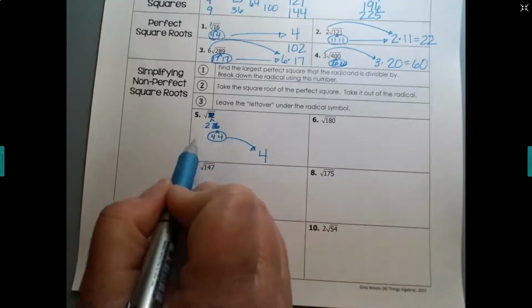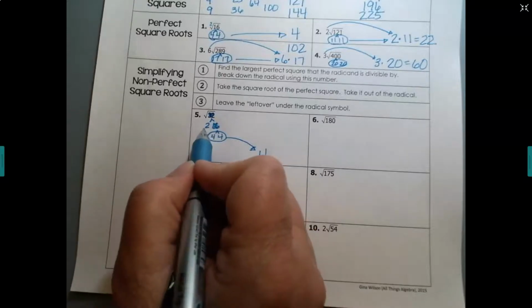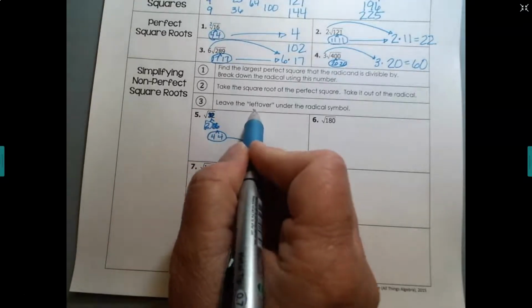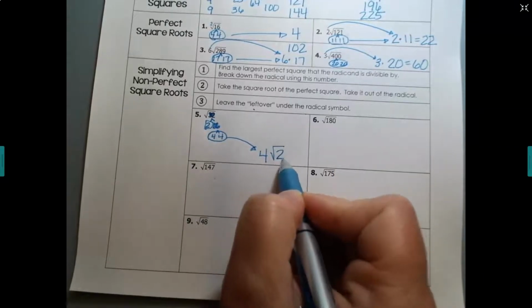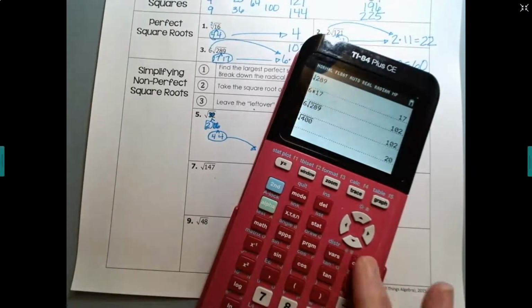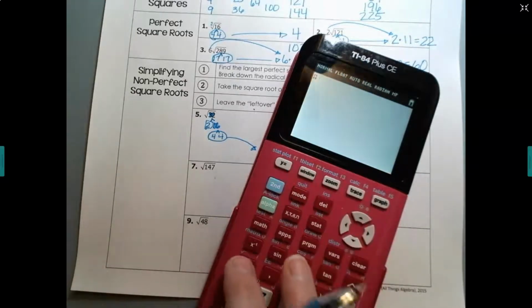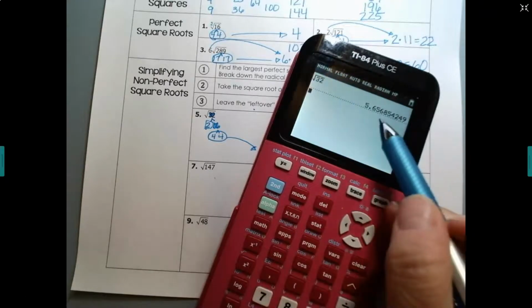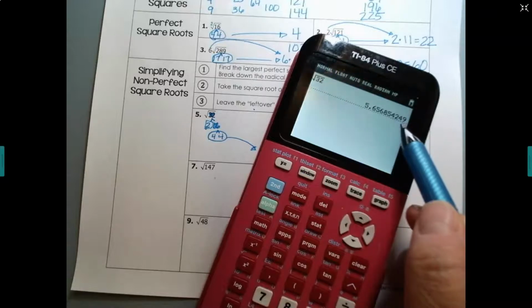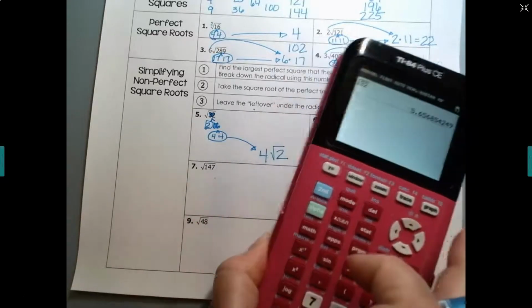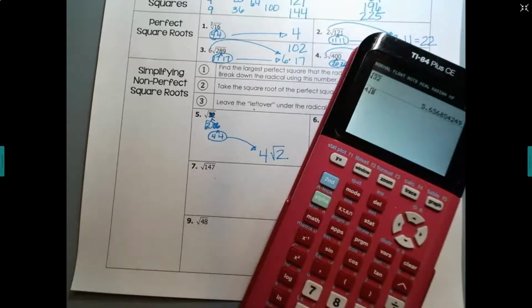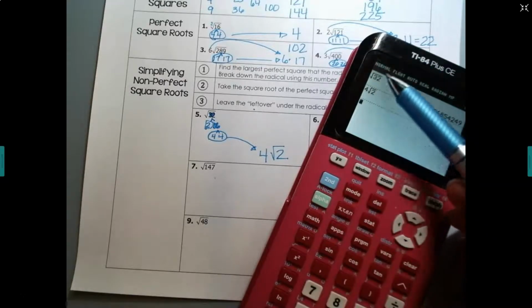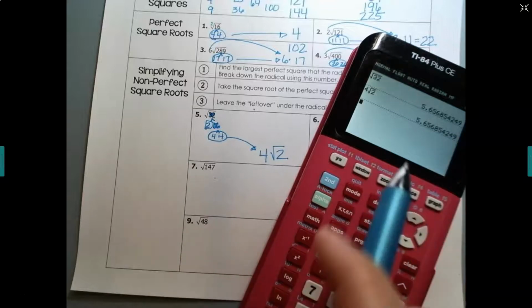Okay, but this 2 does not have a pair, and it will not break down any further. That means the 2 is left over, and it's going to stay under the radical. 4 square root 2. So if I check my calculator, second, x squared, the square root of 32 is this irrational number. Remember, we had the video talking about rational and irrational numbers. Let's take a look. If I put in 4, second, x squared, 2, I get the same irrational number because these two things are equivalent to each other. All right, the radical, when it's simplified, didn't go away, so this is irrational.